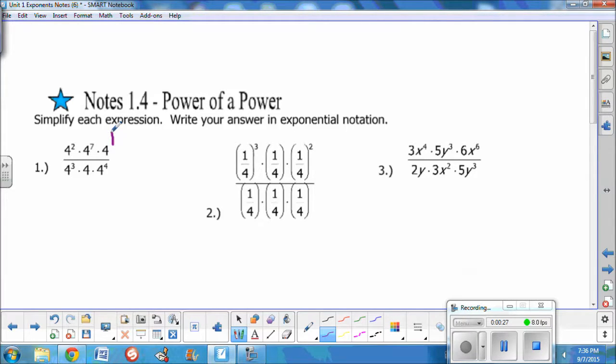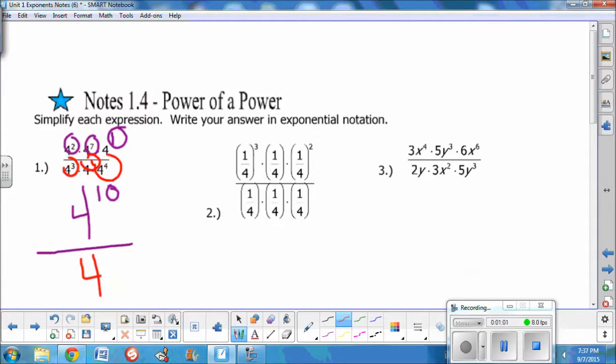So when we multiply, always say to yourself, when you multiply like bases, you add exponents. So in the numerator, we would keep the base 4, and we would add 2 plus 7 plus 1 gives me 4 to the 10th, divided by it, and then do the same thing with the denominator. So we have 4 to the 3rd times 4 to the 1st times 4 to the 4th. Keep that base. They're all the same bases of 4. And then we have 3 plus 1 plus 4, which gives us 8.